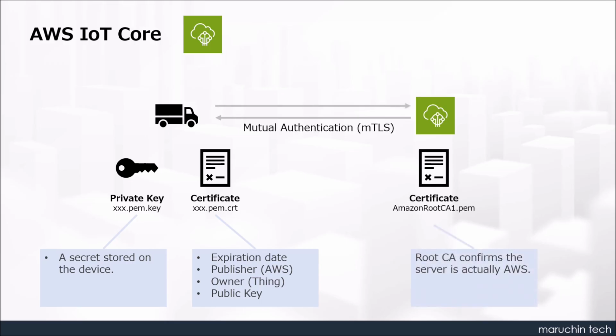Standard websites typically use one-way authentication. For example, you verify that you are connected to Amazon.com, but Amazon doesn't necessarily verify your device initially. However, IoT Core uses mutual authentication. First, the device verifies AWS using a root CA. This confirms that the server is actually AWS and not a fake site. Second, AWS verifies the device using the client certificate we just discussed. They check each other to ensure a trusted connection.